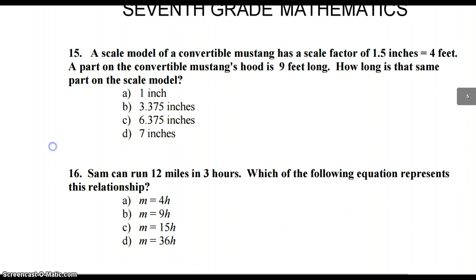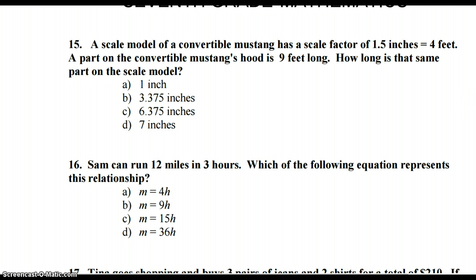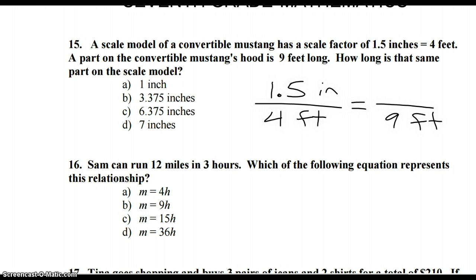Lastly, number 15, we have a scale model of a convertible Mustang, has a scale factor of 1.5 inches equals 4 feet. So I'm going to kind of set that up in a ratio here. 1.5 inches is to 4 feet. Okay. And a part on the convertible Mustang's hood is 9 feet long. How long is that same part on the scale model? A couple different ways to do this. I'm going to set this ratio up. Again, keeping my feet matched up on the bottom so that I can solve for inches on the top.